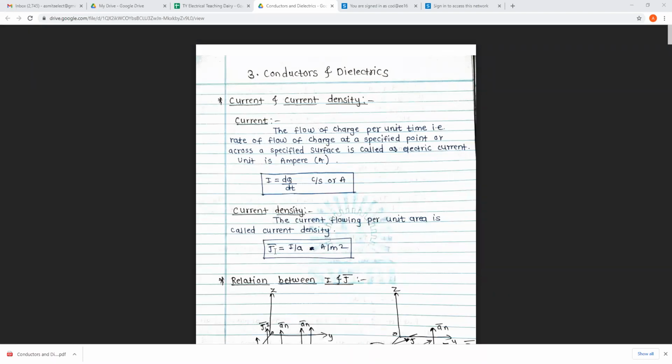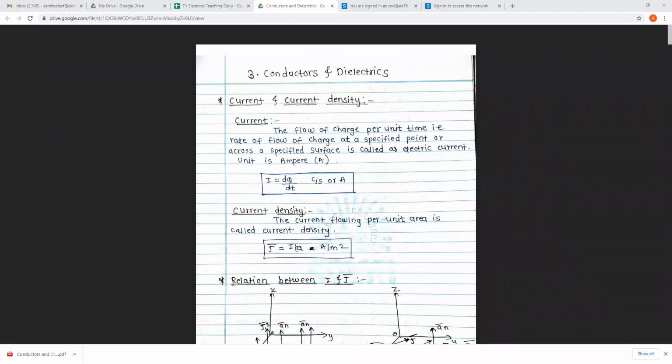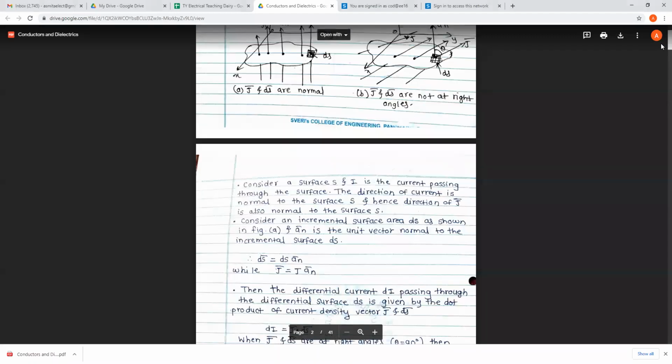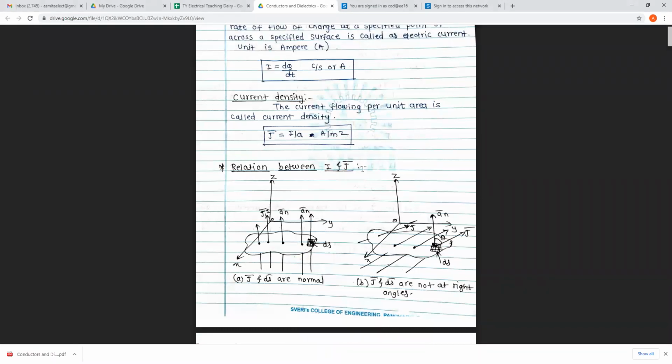So here current density is denoted by J bar, and J bar is equal to I divided by A, meaning current divided by area. Its unit is ampere per meter square. Now we have to find the relation between current I and J bar, that is current density.